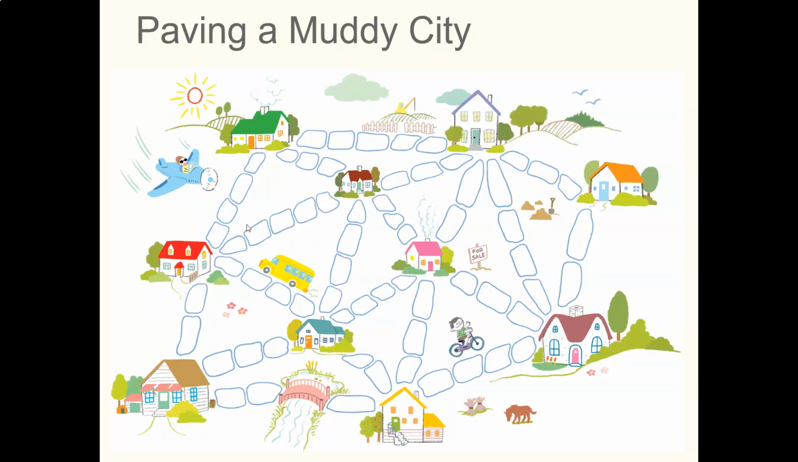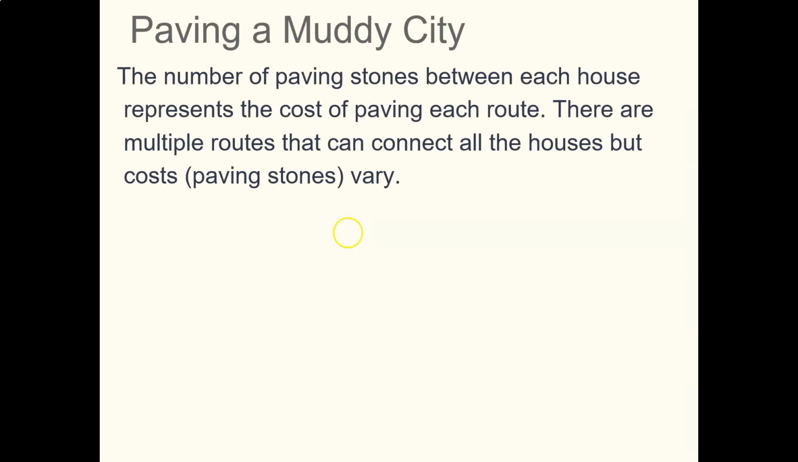So the mayor of the city decided that some of the streets must be paved, but didn't want to spend more money than necessary, because the city also wanted to build a swimming pool, prioritizing scarce resources. So the number of paving stones between each house represents the cost of paving each route. There are multiple routes that can connect all the houses, but the cost of paving stones varies.